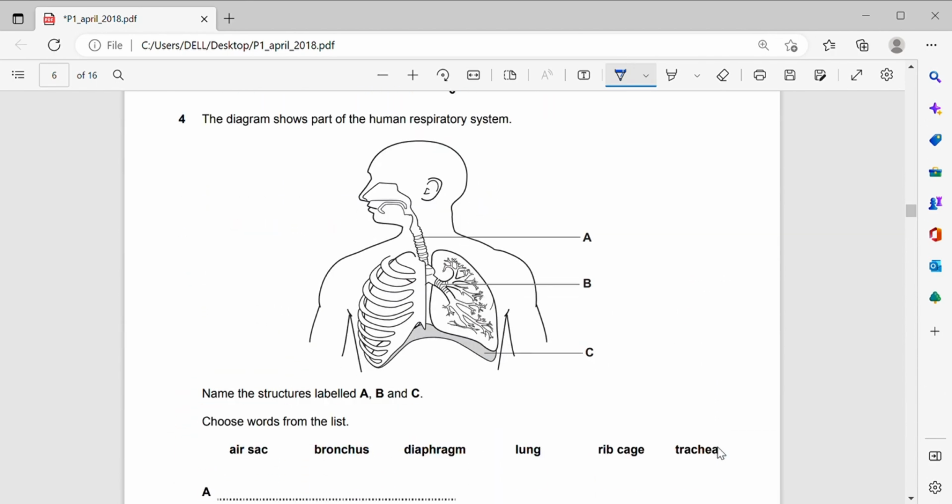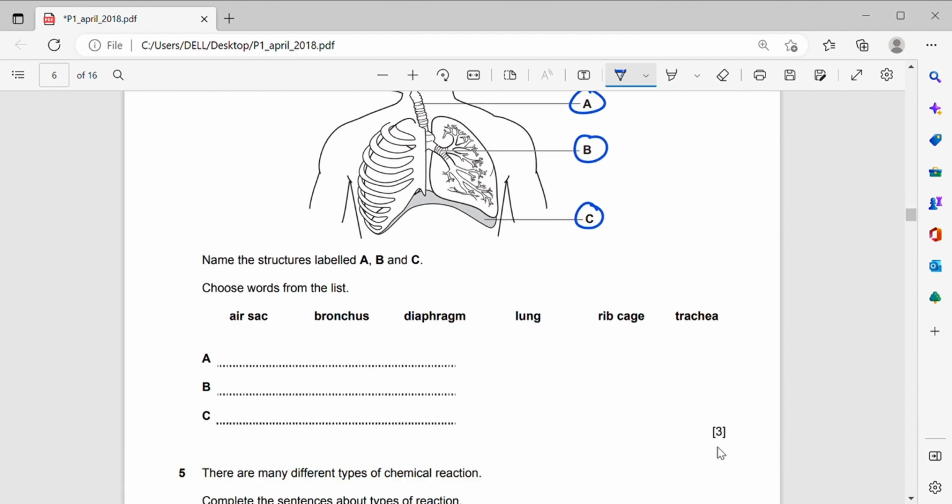Question number 4. The diagram shows part of the human respiratory system. Name the structures labeled A, B, and C. So, what is A? A is the trachea. B is the bronchus. And C is the diaphragm. So these are the lungs, the rib cage, the trachea, the two bronchi, and the diaphragm.